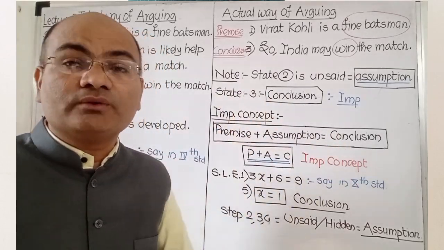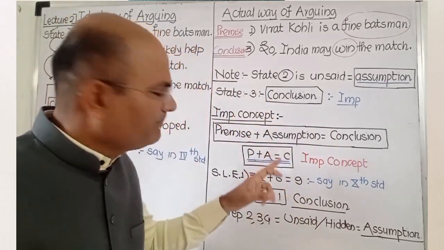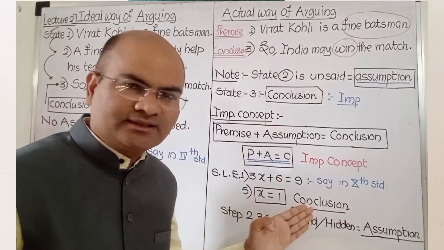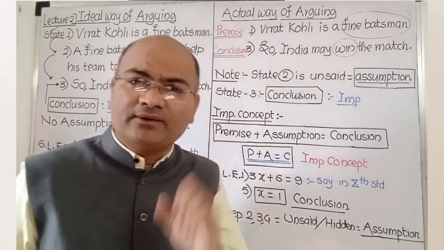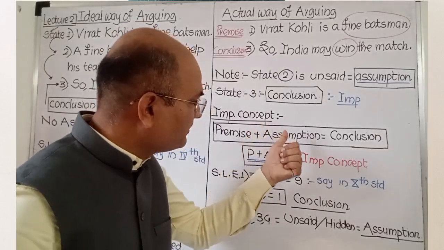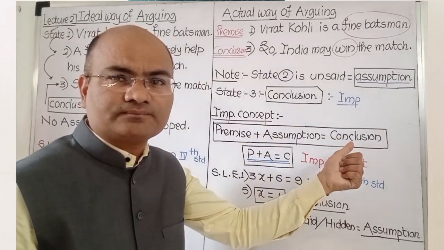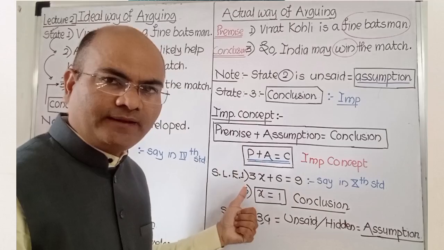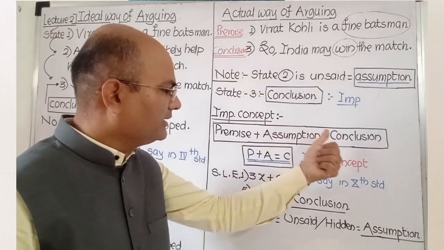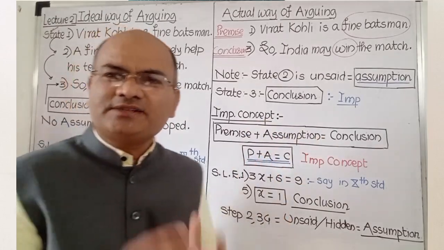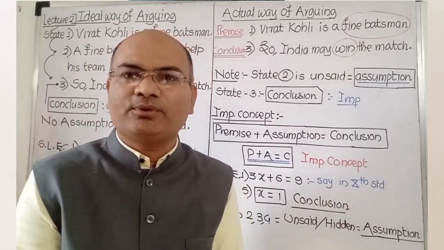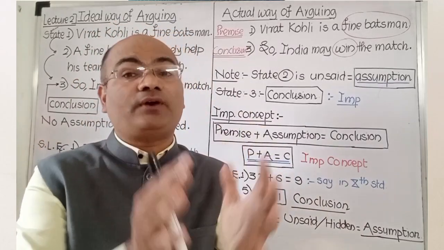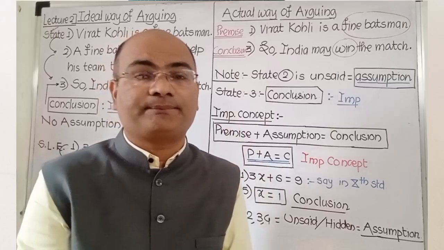Means when we want to draw an assumption, a simple concept is to be developed. First we'll understand the concept, and then we'll go to the actual example. So the simple concept to be developed is: premise plus assumption is equal to conclusion. In simple way, premise means P, assumption means A, and conclusion means C. So what is premise? Premise means the first part of the statement. Listen very carefully. Premise means the first fact of the passage or the first fact of the statement.